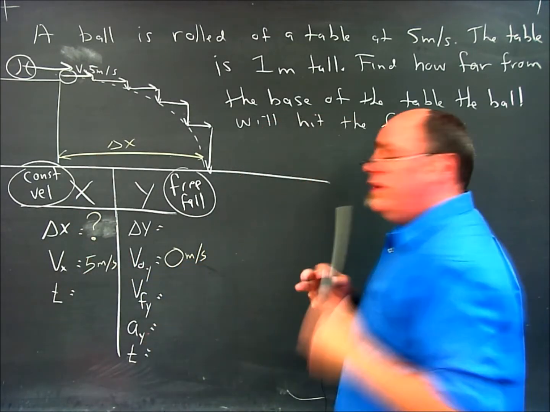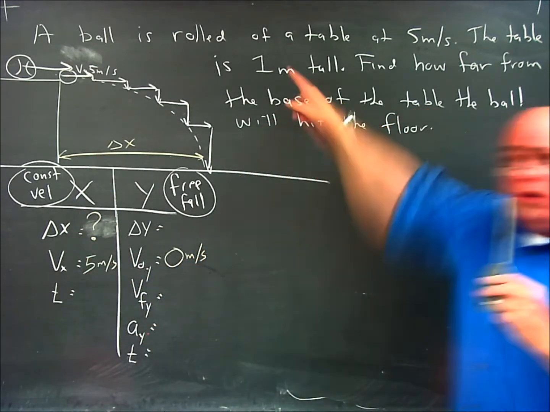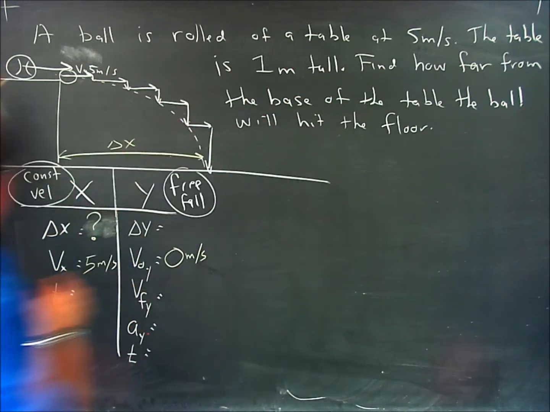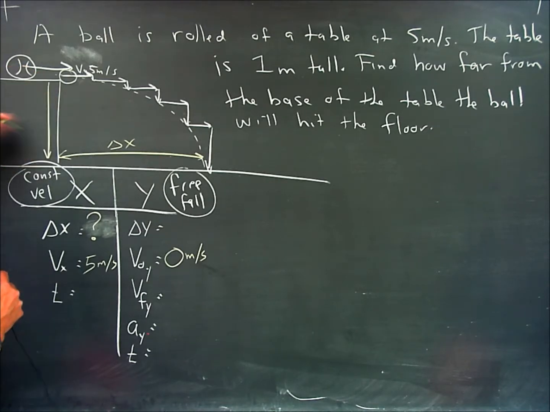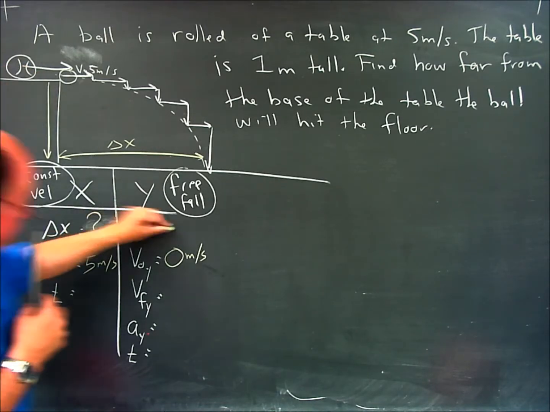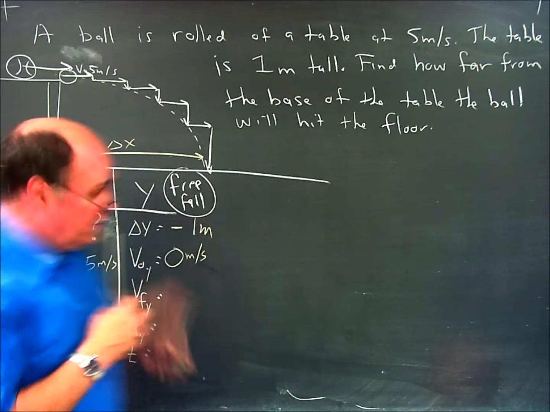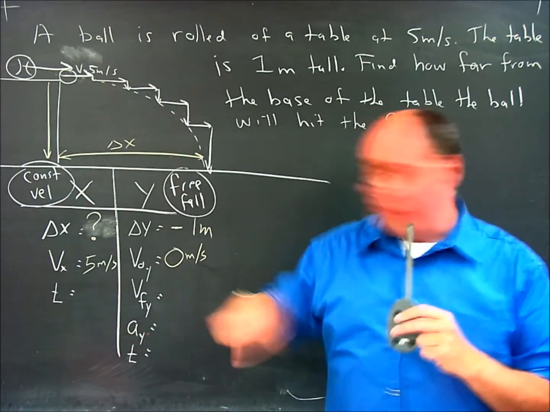Delta y, they told us this table was 1 meter tall. So you see, we're going to start up here, and we're going to end on the ground. So we're going to be going down. So the table is 1 meter tall. Delta y is going to be negative 1 meter. We're going to be falling downward.